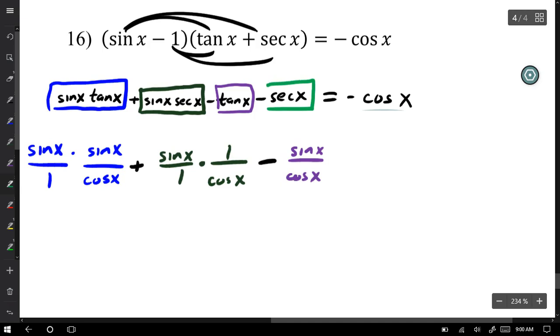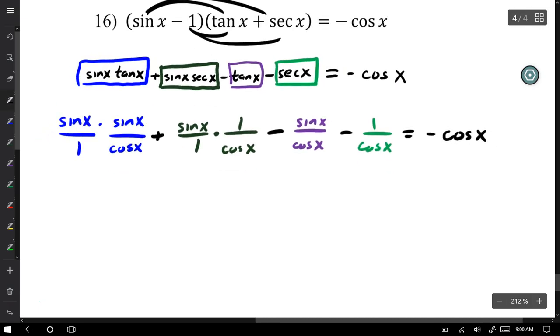And then minus secant of x. So minus 1 over cosine of x. Again, this is a lot of fractions. I'm doing it this way first because I want us to get used to the idea of fractions and combining them. You need common denominators. It's that theme. Let's do this first.